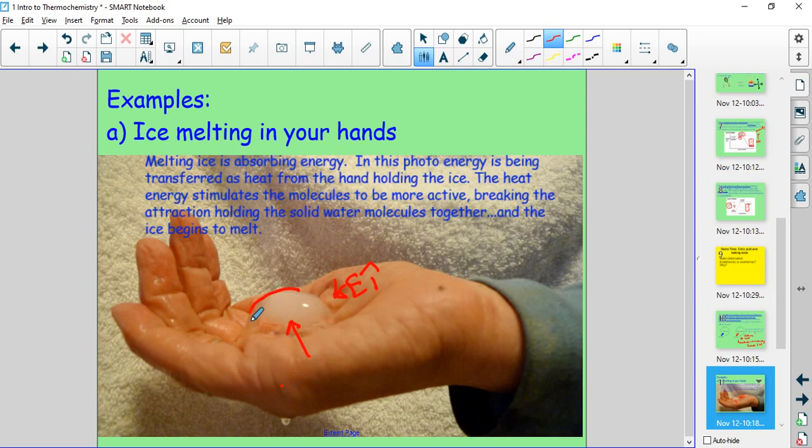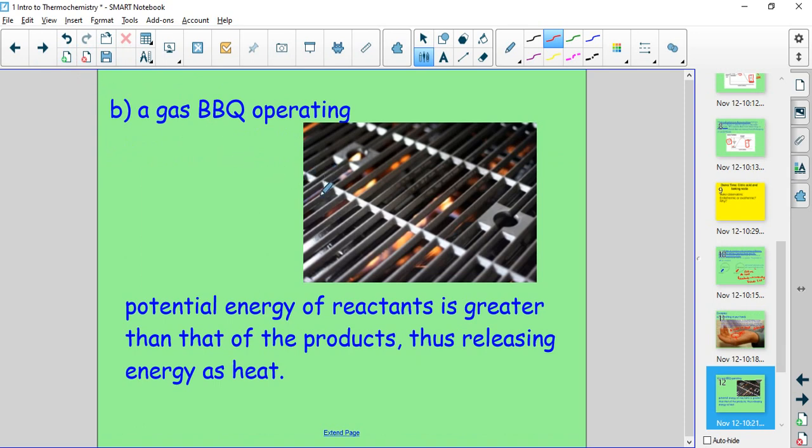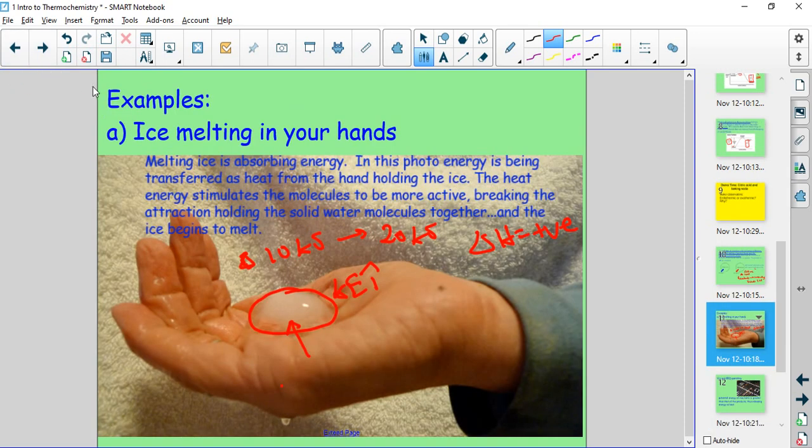So if we look at the system here, just this ice cube, and we make up some arbitrary numbers, let's say 10 kilojoules, and now it's gone up to 20 kilojoules. This is a positive change, so it'll be a positive enthalpy value. So this is an endothermic, don't want to say reaction because it isn't a reaction, it's an endothermic delta H positive value. Okay, now this is a physical change.